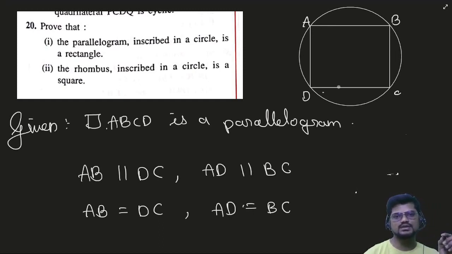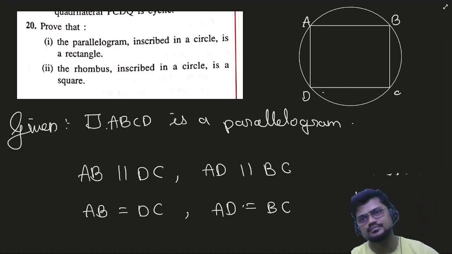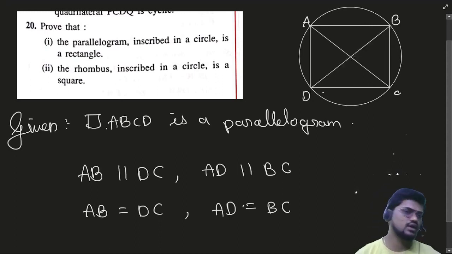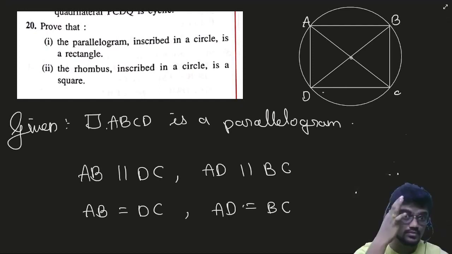A parallelogram inscribed in a circle is a rectangle. If I draw diagonals to this parallelogram, what I don't know is whether this is the center of the circle or not. So how can I say that it will be a rectangle only?